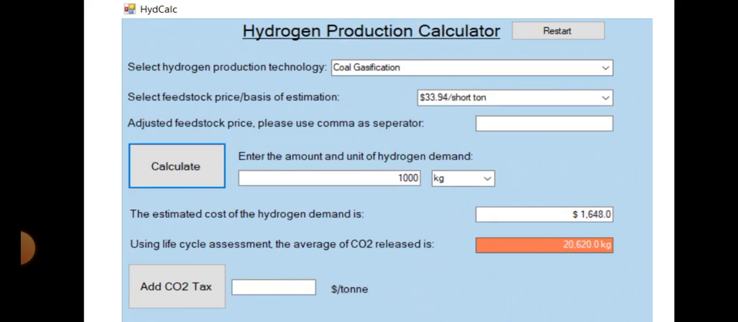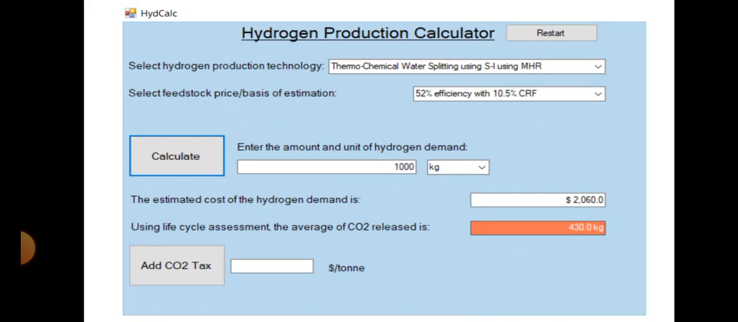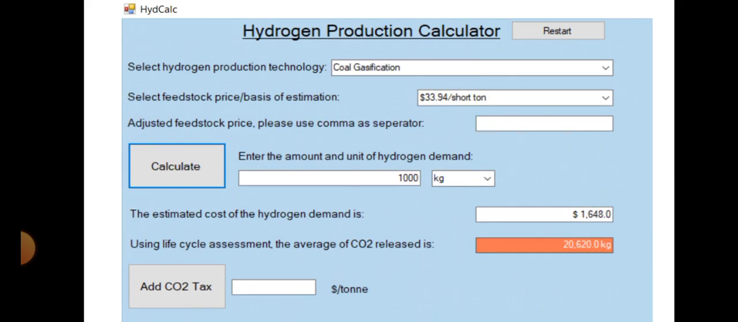Now let us see if we produce the same amount of hydrogen using coal gasification. We can see that the price is half, but the CO2 release is 5 times that of the previous case or more. It's 430 kgs there and here it's 20,000 kgs. We can also add CO2 taxes according to our demands, and we can calculate how much the cost of hydrogen is and what the CO2 release is.